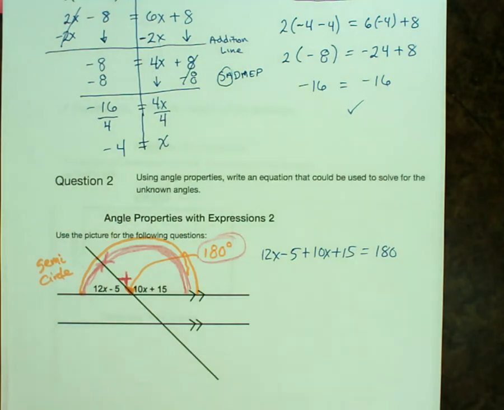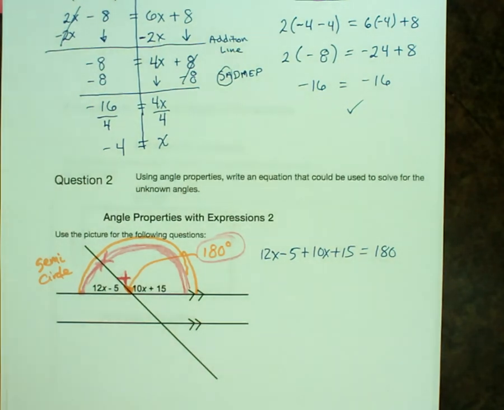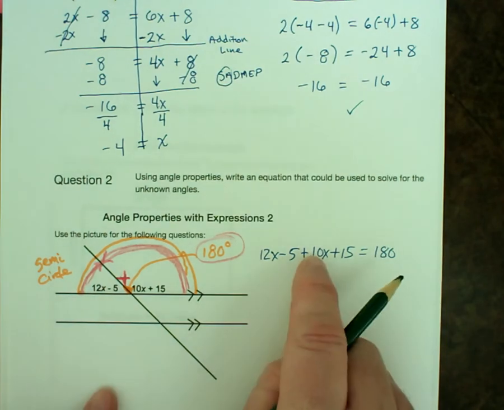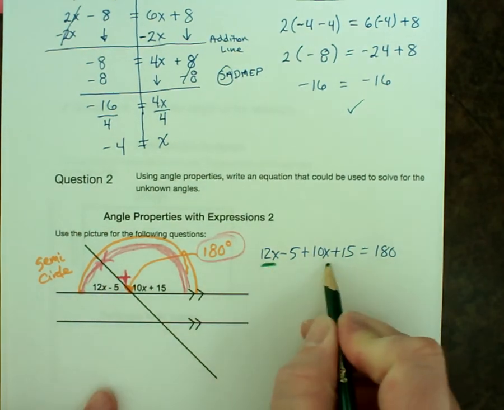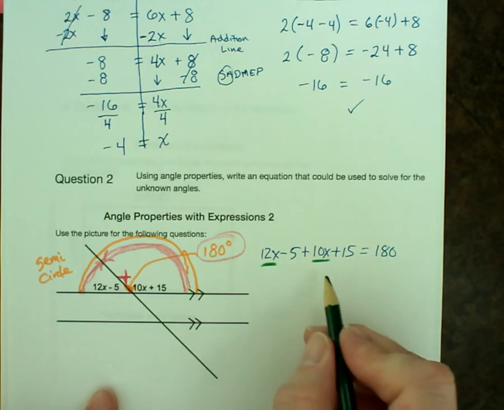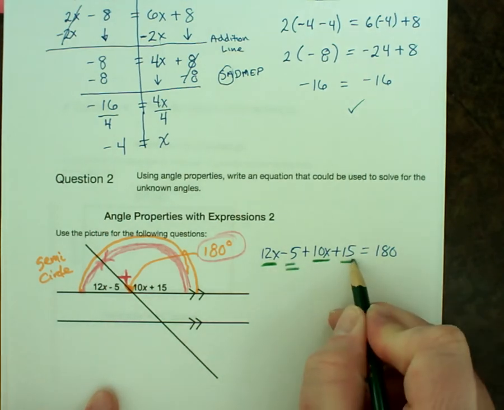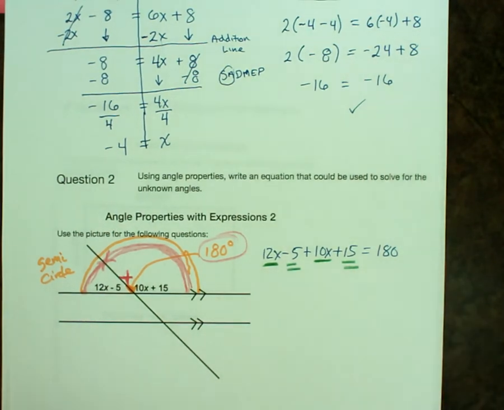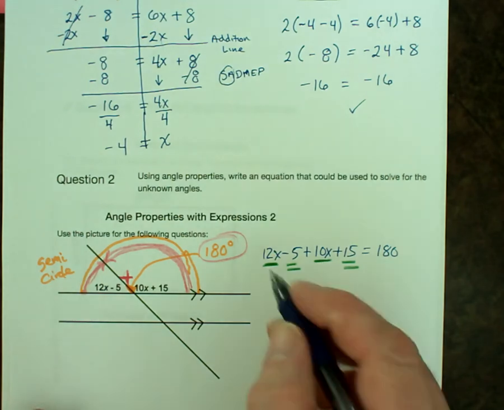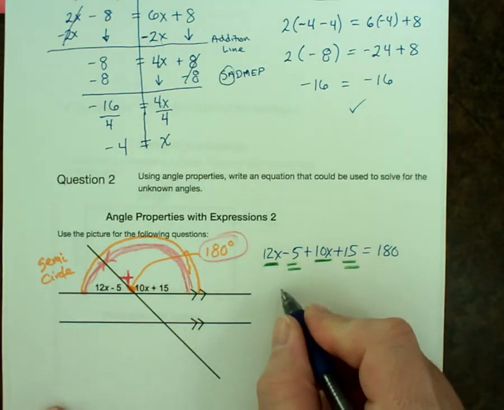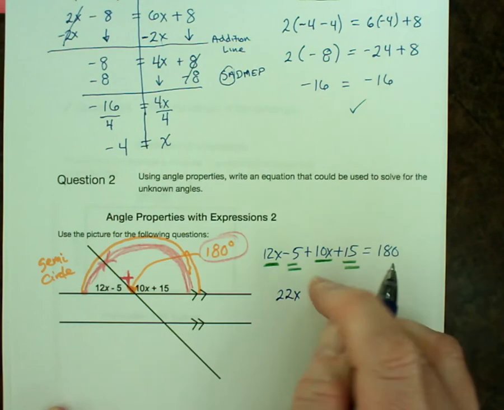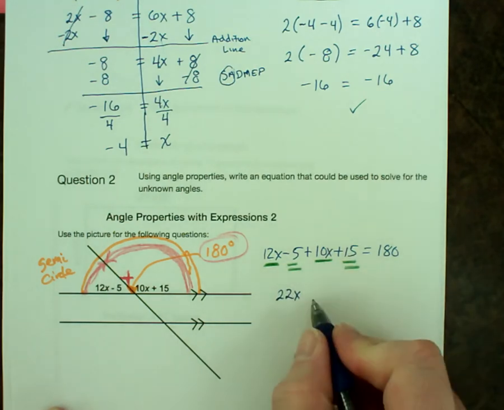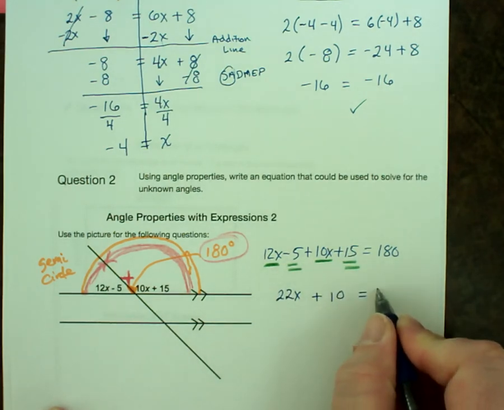Okay. Well, now I have some like terms. What do I have to do? I need to identify the like terms. The variable terms, I put a single line under, and I'm going to put 2 lines under the constants, so that way I don't combine things that are not alike. 12x and 10x is 22x. Negative 5 plus 15 is plus 10, equals 180.